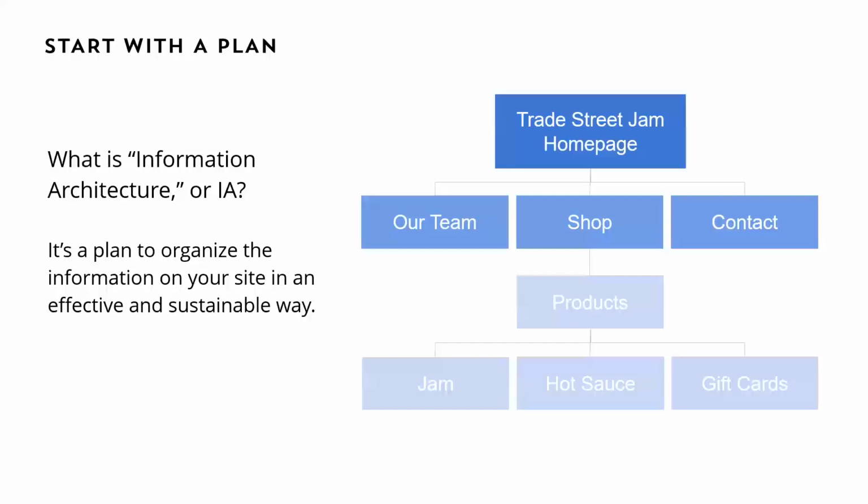Start with a plan. Information architecture, or IA, sounds technical, but you don't need to be a website designer, programmer, or architect to create one. Simply put, it's a plan to organize information on your site. The IA maps out the sections, pages, and functionality of your site. The goal is to help people find information they're looking for and to complete tasks.